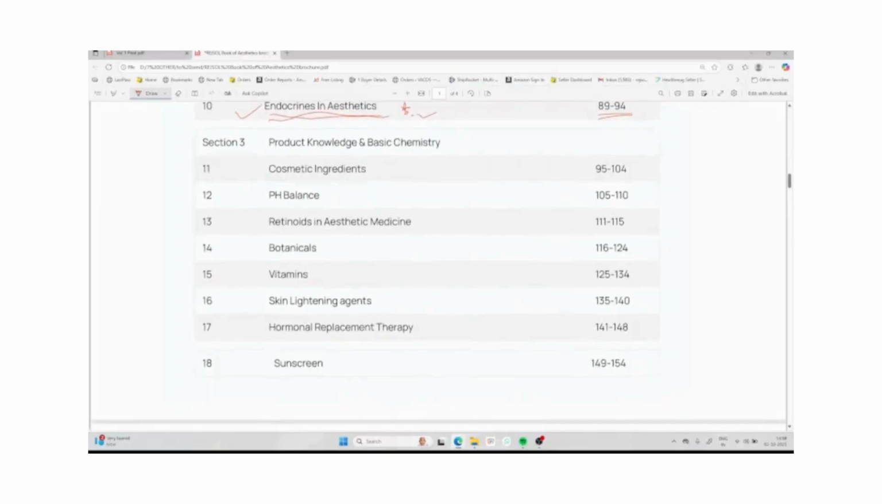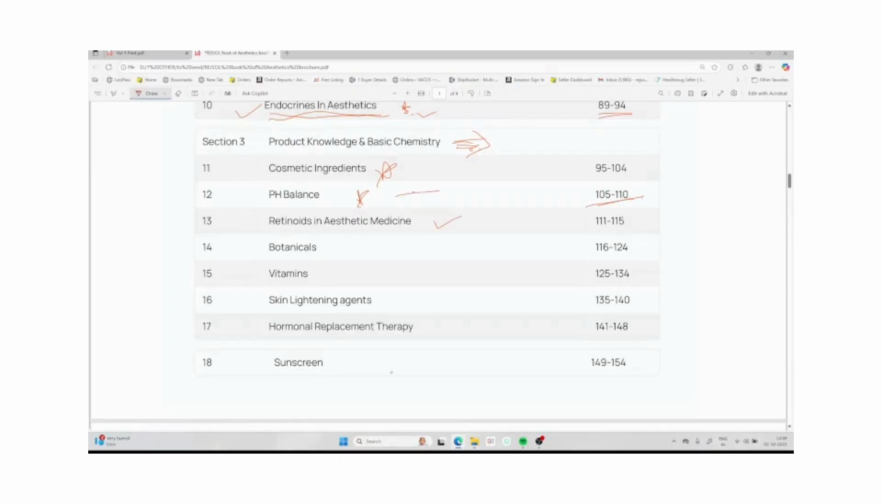Now we see the basic chemistry of the products. So whatever products you are buying, sunscreens, moisturizer, how to select that, what are the characteristics of the ingredients, what are the ingredients that should be incorporated, you should see in the products, that are discussed in this. So basic cosmetic ingredient, what is the pH balance, what should be the pH of the products, what is the pH of the skin, all these are discussed in this chapter from page number 105 to 1010.